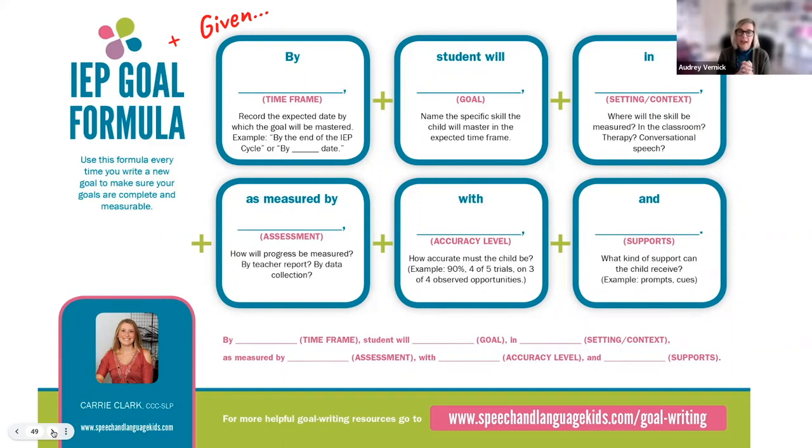Oftentimes I see things like 80% accuracy in 2 out of 3 trials. So if you went to your job and you did something kind of 80% well 2 out of 3 times that you showed up at work, you'd be fired, right? And this is not going to help our kids move towards progress and success. And if you do the math on that, 80% accuracy 2 out of 3 times ends up being something like 60%. So I like to see 80 or 90% in 5 out of 5 trials, right? 4 out of 5 is often used, 3 out of 4 observed opportunities, et cetera.